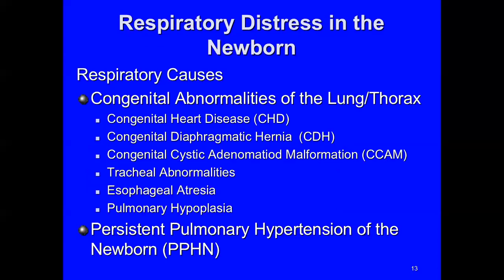Now, respiratory distress can occur in newborns. It contains respiratory causes that can be implicated in the pathogenesis of respiratory distress syndrome in newborn babies. They include congenital abnormalities of the lung, most probably of the trachea. Other conditions can also contribute to the pathogenesis of respiratory distress.